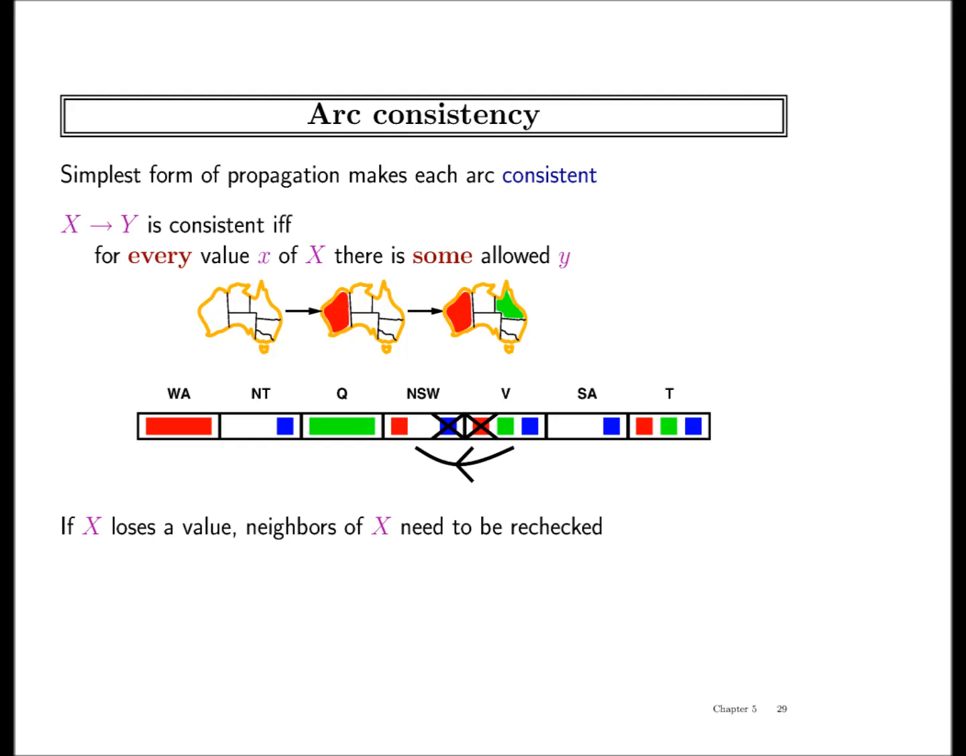And here's the other point. If x loses a value, so I was testing x to y, and I realized that there is some value of x for which there is no value for y, so I remove that value of x. Now, which arcs should I test next? Which are coming into x? Essentially, all w to x. Why? Because now x has lost a value, that means that whenever I test w to x, there will be some values for w for which there is no x anymore.